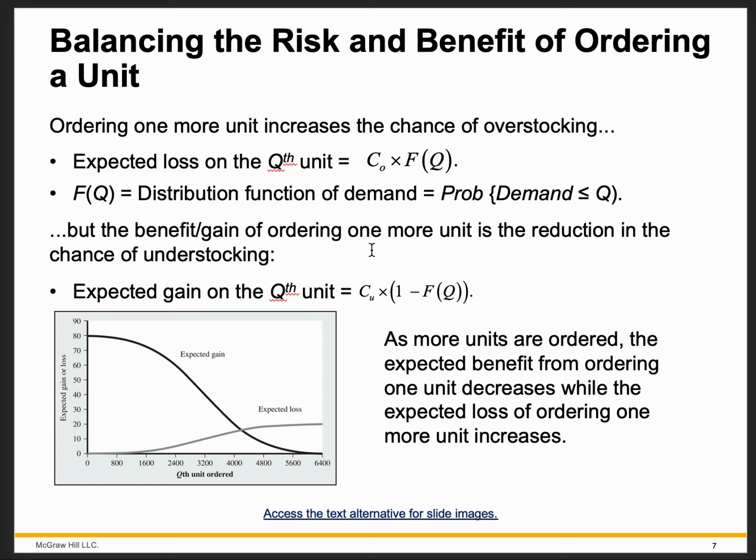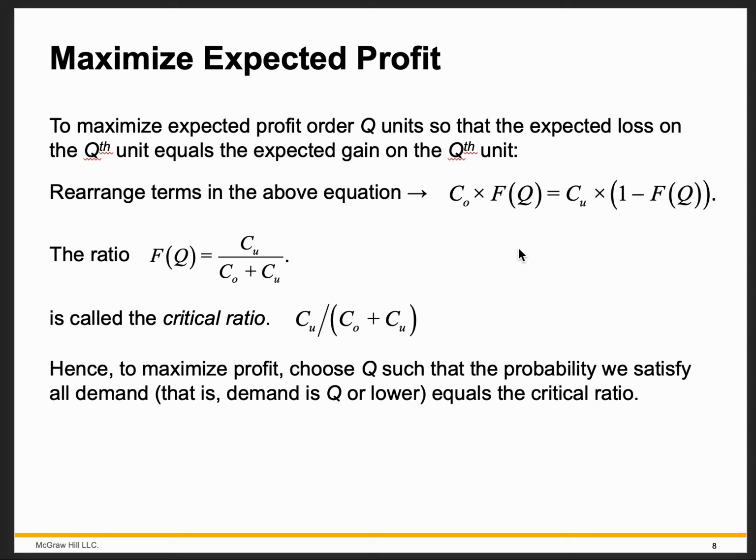And what is the expected gain on the Qth unit? If you had that 1 extra unit, how much extra money would you make? This is the cost of understocking: the cost of having 1 fewer unit times the probability that demand will actually be more than Q. If you plot the expected loss and the expected gain, the point where they intersect is the optimal order quantity. If you do some rearranging, you'll find that the optimal order quantity can be calculated this way.